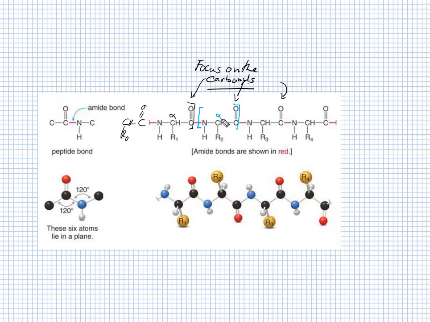Here's its alpha carbon, right? So looking at this carbonyl, go to the left, you get to a carbon. That's the alpha carbon. These two guys are part of the same amino acid. Go to the right, we get to a nitrogen. This is the amide bond. This is a different amino acid residue now.